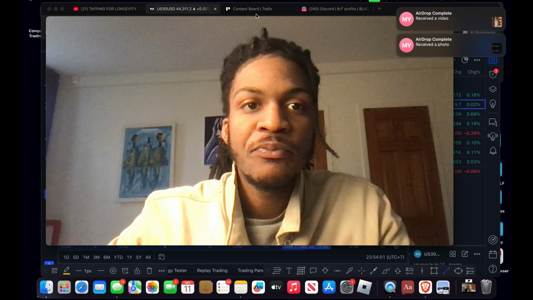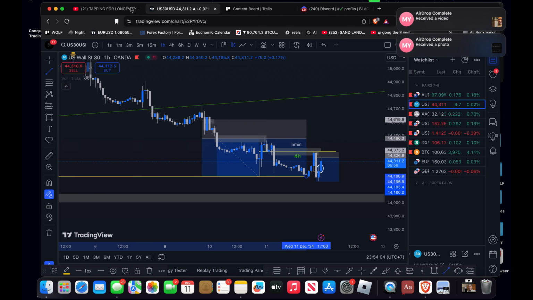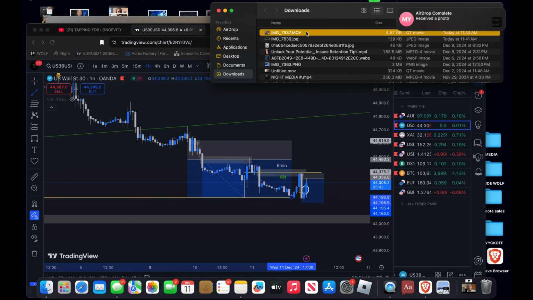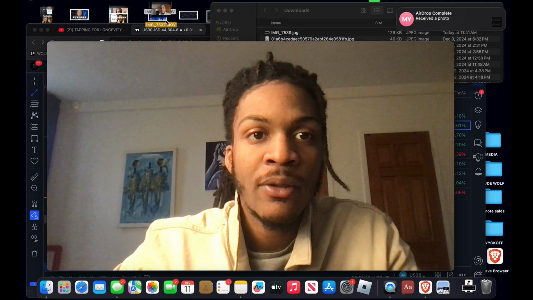Wednesday, and today I want to go over how I made a quick $200 trading US30. It isn't a lot, but I want to go over it. I made more trading this before, but I want to go over how I made that just by literally identifying a breakout. And it is smart money concepts.